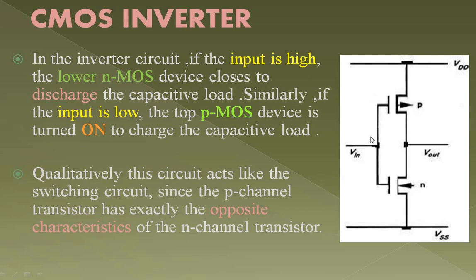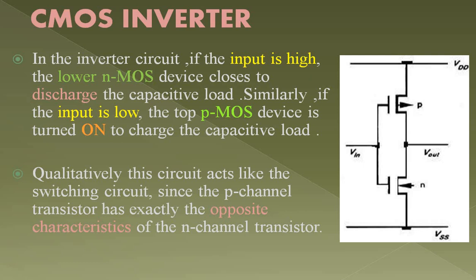So vice versa, whenever you give input 0 and 1, there is a possibility to charge and discharge your capacitor, so this circuit acts like a switching circuit. Whenever you give 0 as the input, you get 1 as the output. That is the inverter operation. If you give 0 as the input, 1 will be the output, and if you give 1 as the input, you get 0 as the output. Qualitatively, this circuit acts as a switching circuit, since the P channel transistor has exactly the opposite characteristics of your NMOS transistor.